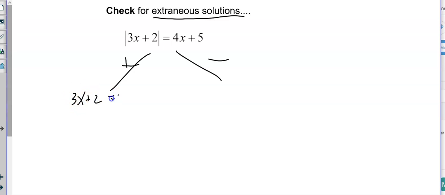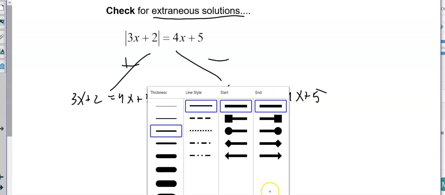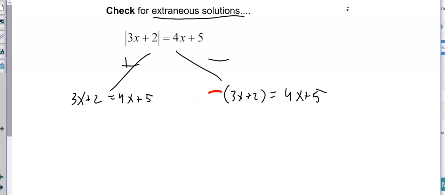So 3x plus 2 equals 4x plus 5. And over here, we're going to have 3x plus 2 equals 4x plus 5. I'm going to make the whole left-hand side negative. And then I'm going to solve both of these. And I'm not sure if they're both going to work here.